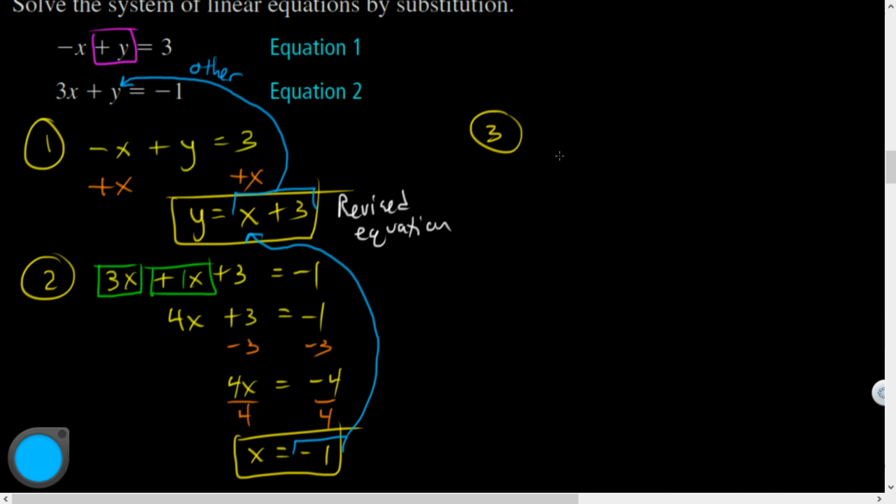Y is equal to -1 plus 3. If I plug it into the revised equation, it will always already be solved for the other variable that I'm looking for. So rather than having to do some more solving, take the easy way. So instead of x, I'll plug in -1. -1 plus 3, y is equal to 2. So my solution is -1, 2.